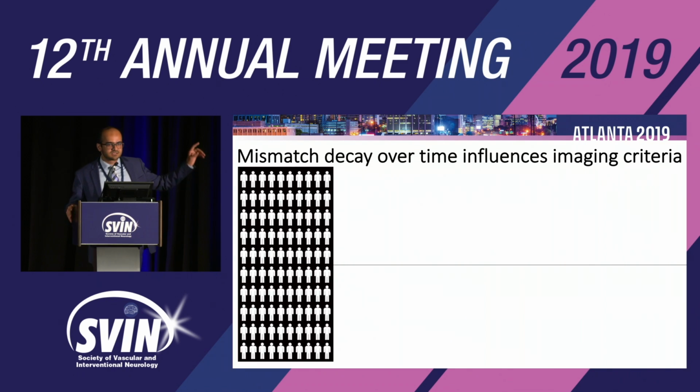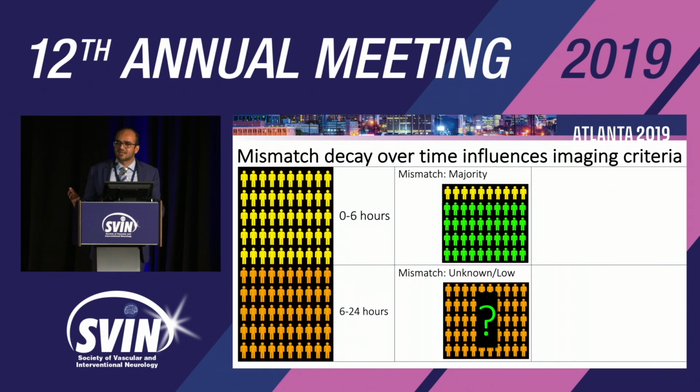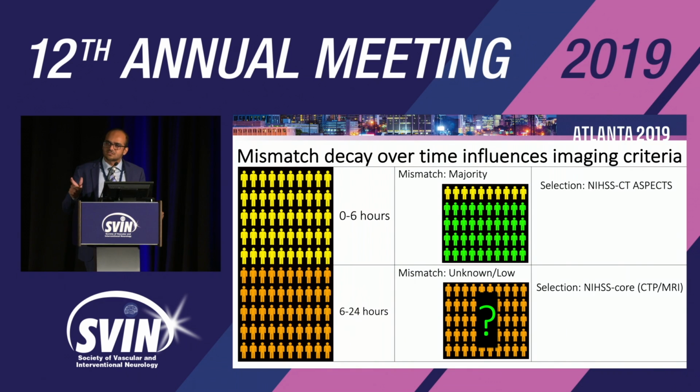So let's assume this is the universe of all LVO strokes. The ones in yellow are the ones who come in before 6 hours. The ones in orange or brown are ones who come beyond 6 hours. Our current understanding is that for LVO strokes in the early window, a majority of them have mismatch. But in the late window, we don't know how many have a mismatch. We assume it is lower than the earlier window. And this difference dictates how we select patients for thrombectomy.